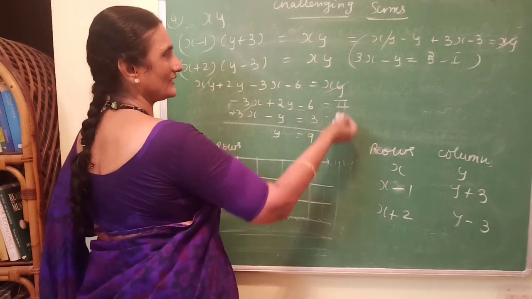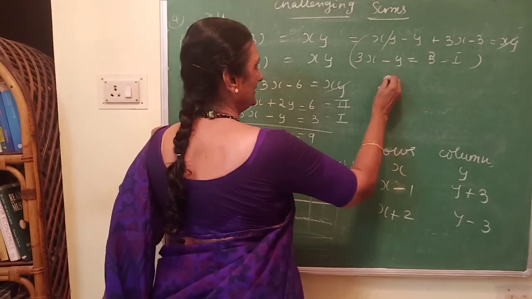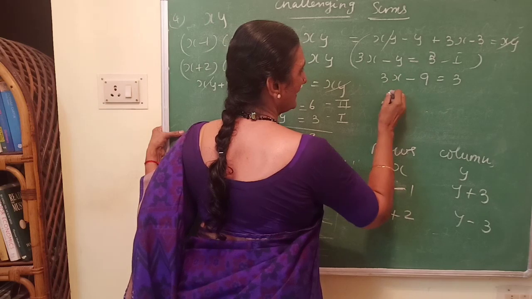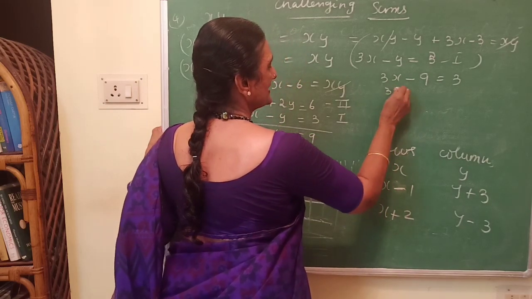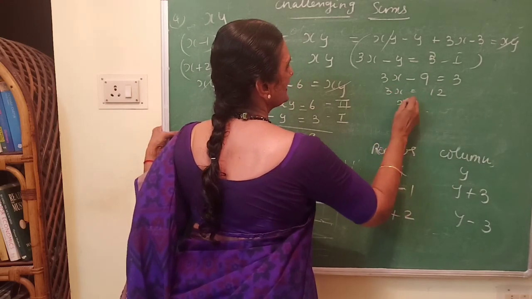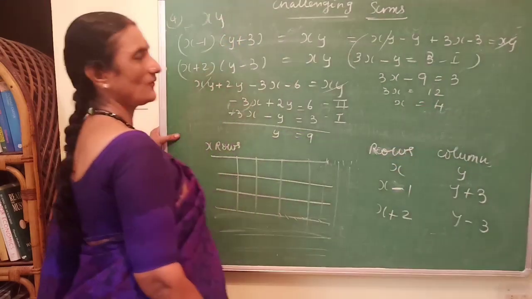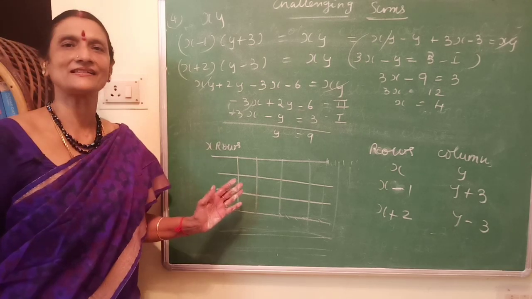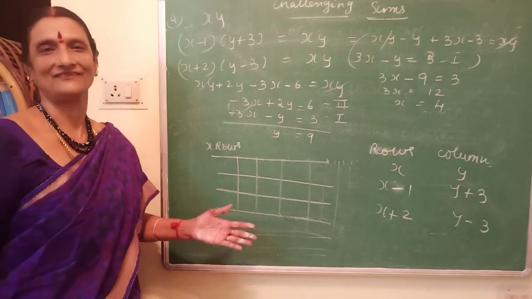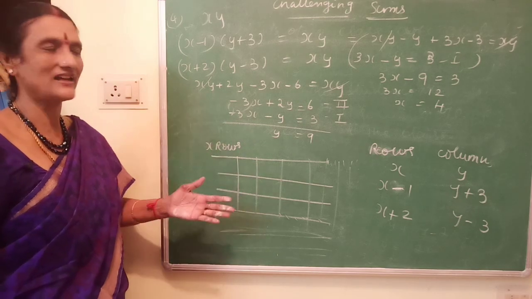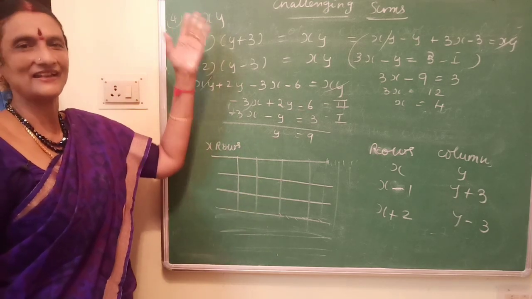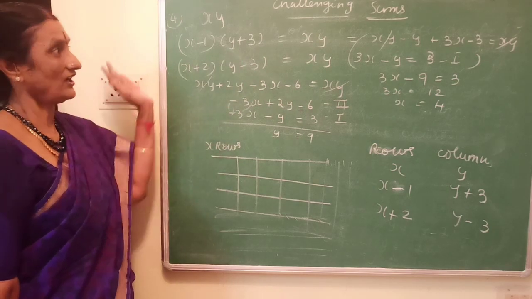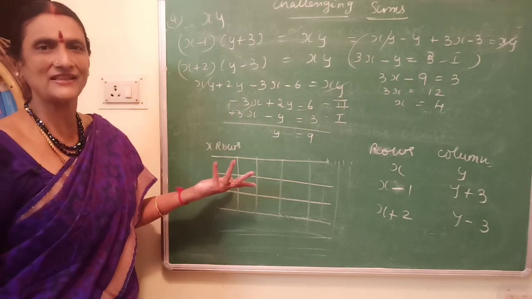And then what happens? You substitute in any one of these equations. I will substitute here. So 3x minus 9 is equal to 3. Now 3x is equal to 12. x is equal to 4. So originally there were 4 rows. In each row there are 9 children. So what is the strength of the class? x into y, that is 9 into 4. Correct? Clearly you should understand this point. In all the 3 cases, the number of children will be the same.